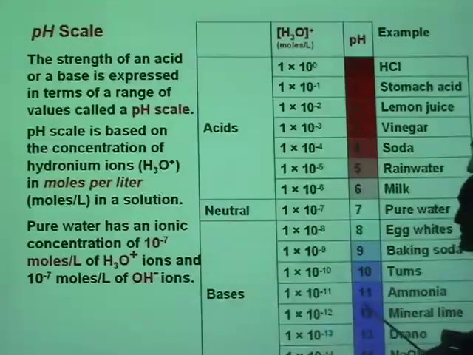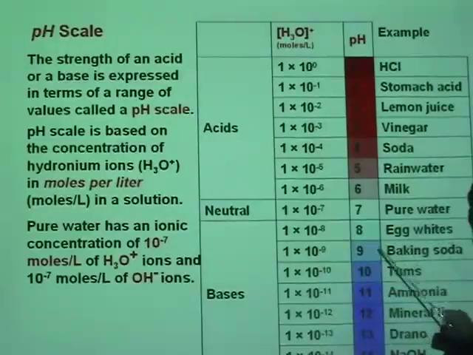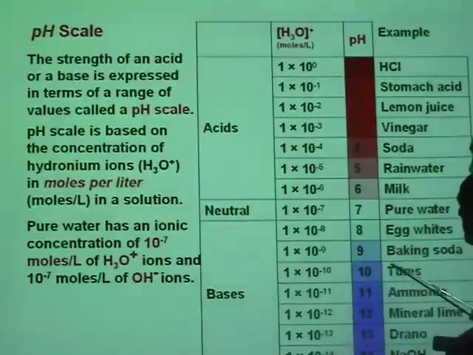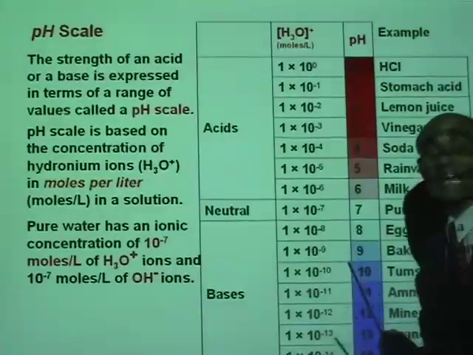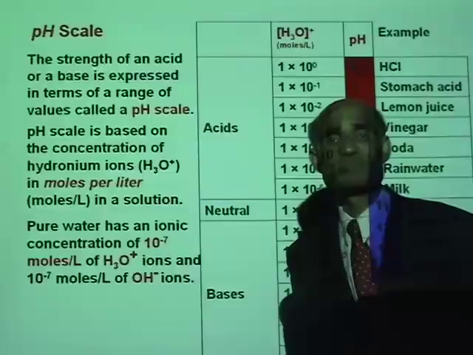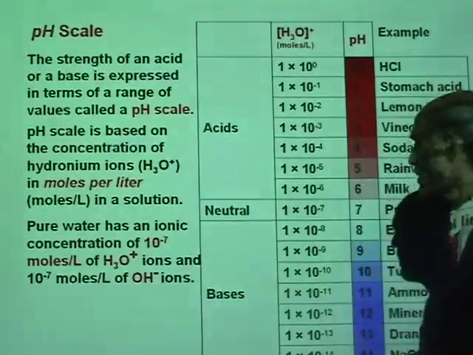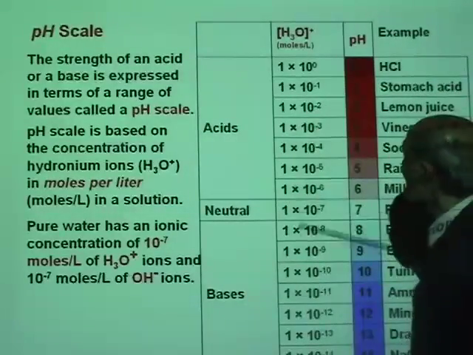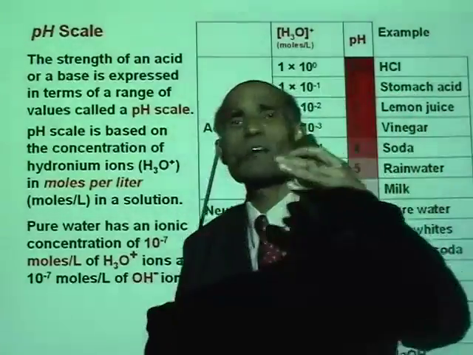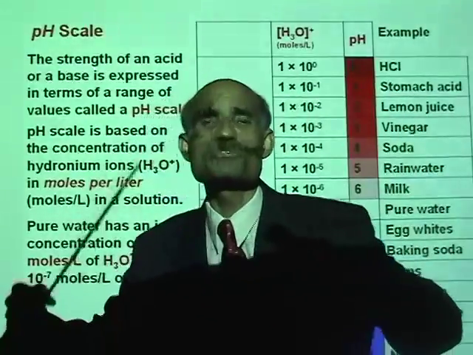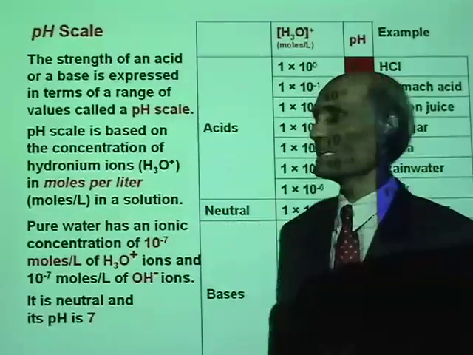And you can see egg white has a pH of 8. It is almost a base. Baking soda is a base. Tums, what do you take Tums for? I talked about it. Tums is an antacid. It's a base. It's calcium carbonate. Okay, so you understand now the pH scale and how the relative scales are used to determine the strength of the acid.